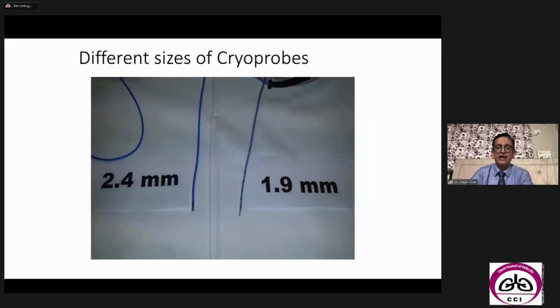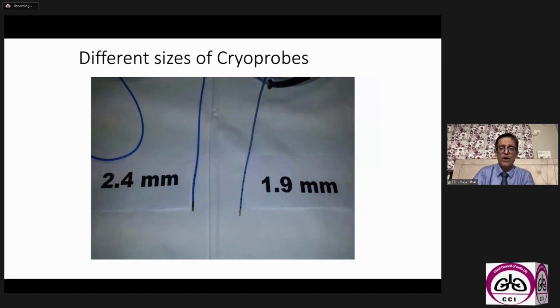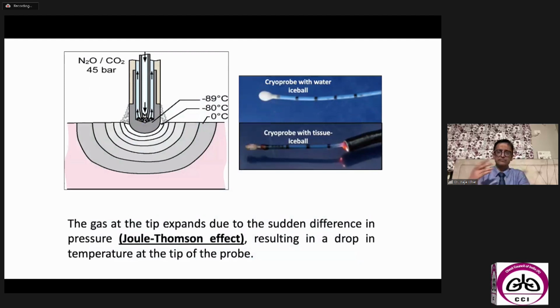And the probes come in three different sizes. You see two sizes on that slide. However, there are three different sizes, a 2.4, a 1.9, and the newest, which is a 1.1 millimeter probe. So 2.4, 1.9 and a 1.1 millimeter probe.